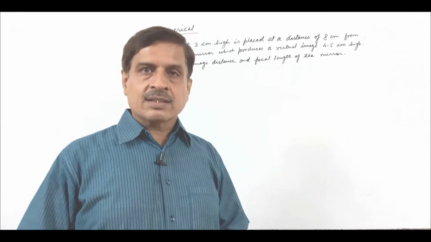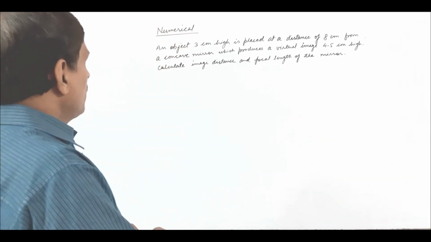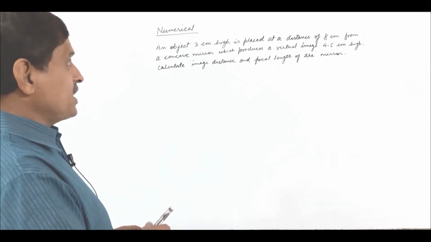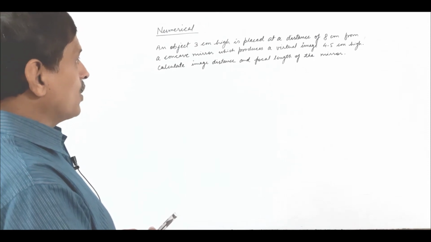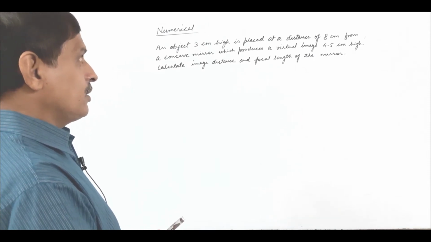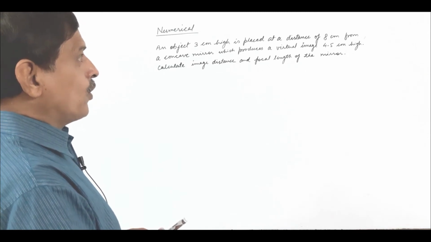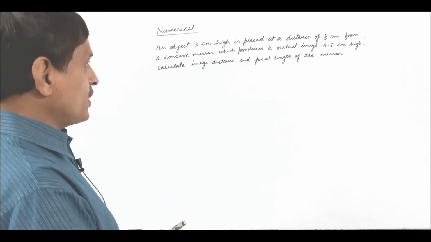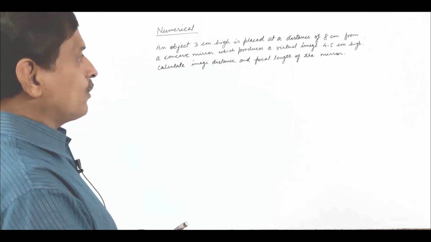Now we will discuss some numerical problems. An object 3 cm high is placed at a distance of 8 cm from a concave mirror, which produces a virtual image 4.5 cm high. Calculate image distance and focal length of the mirror.